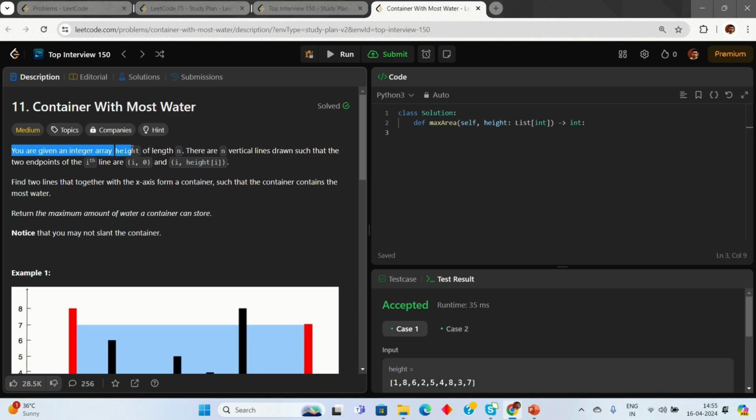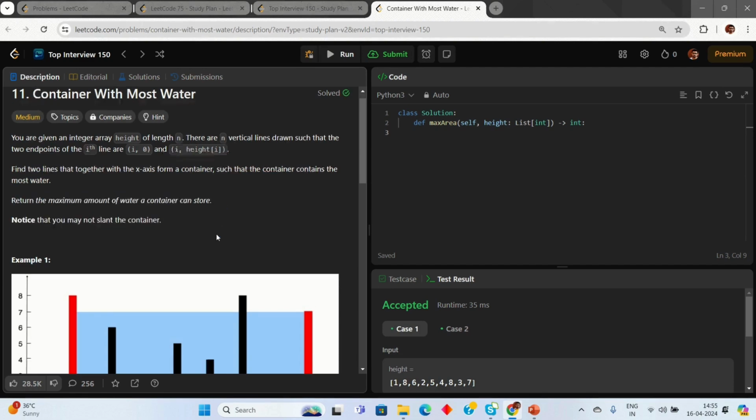Here we are given an integer array height of length n, and there are n vertical lines drawn such that the two endpoints of the ith line are (i, 0) and (i, height[i]). And here we need to find the two lines that together with the x-axis form a container such that the container contains the most water. And here we need to return the maximum amount of water a container can store.